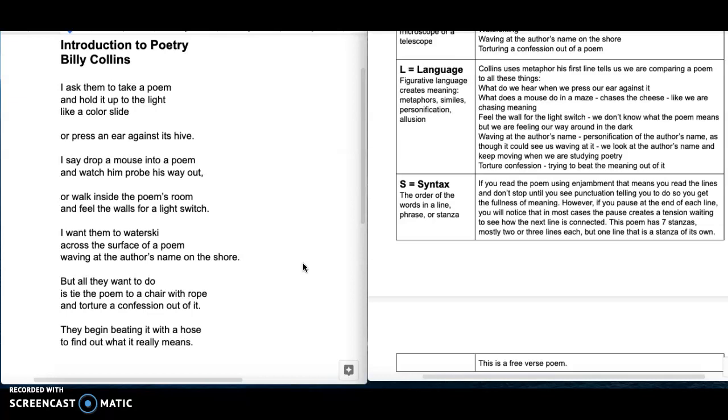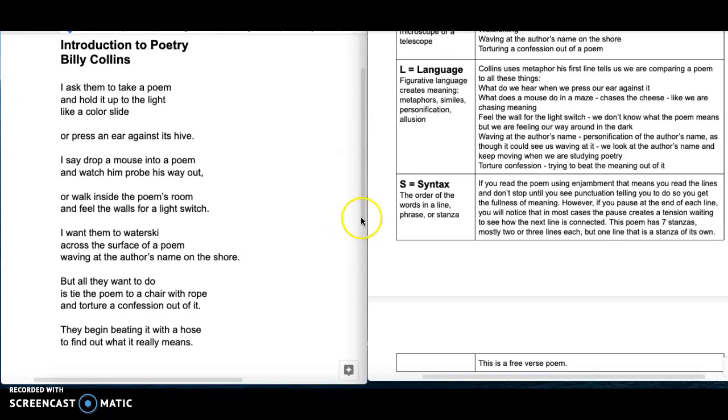He says that he wants his students to water ski across the surface of a poem. And I think that means really the sheer enjoyment of it while waving at the author's name on the shore, just kind of, hey, look at me out here. I'm actually enjoying this. I think that's what the author would like to happen.